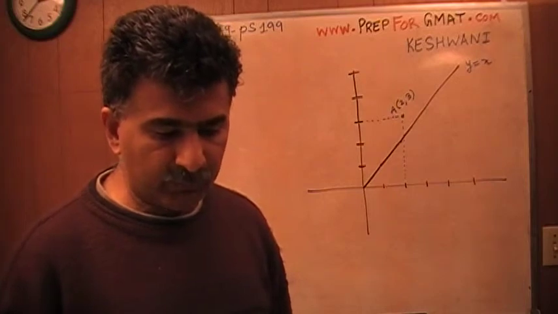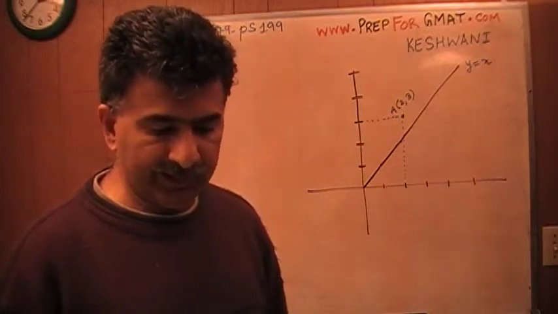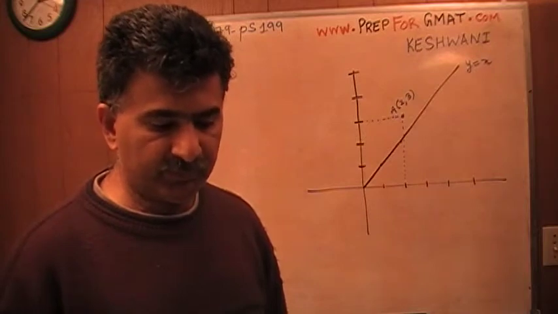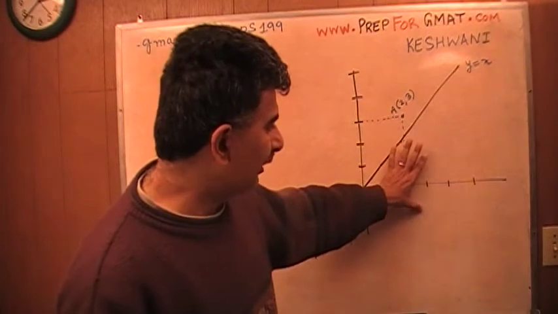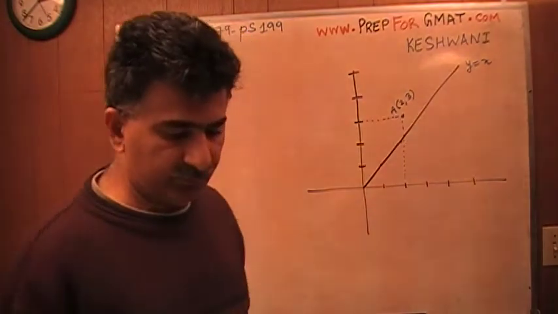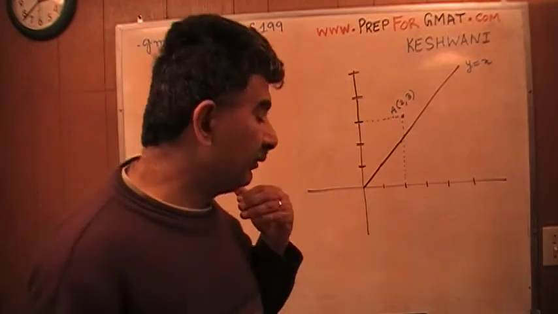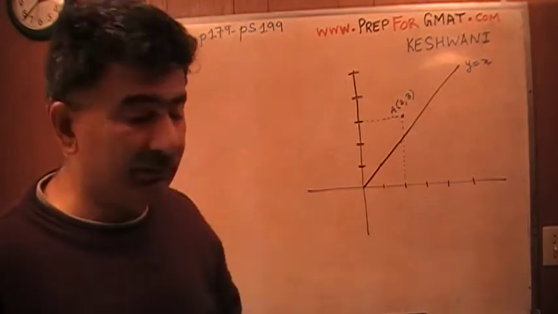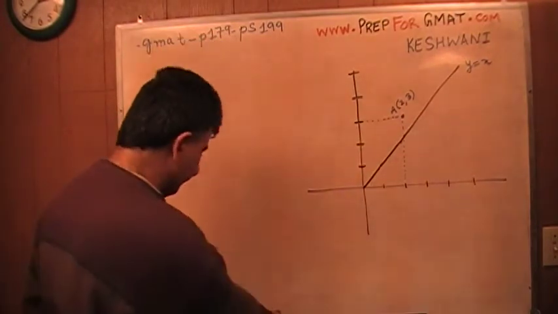If the line y equals x is a perpendicular bisector of segment AB, and the x-axis is a perpendicular bisector of the segment BC, so there's another segment BC here, and BC is going to be cut in half at a 90-degree angle, the question is, what are the coordinates of the point C? But before we worry about the coordinates of point C, we have to first locate where the point B is. Let's take care of it.